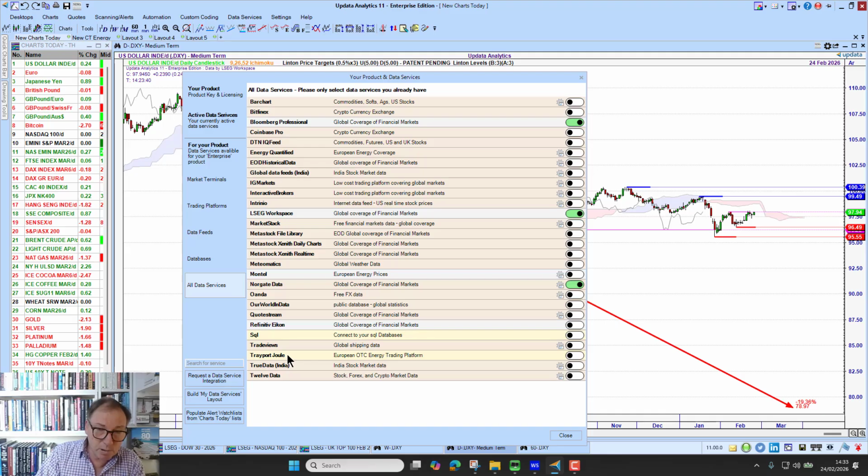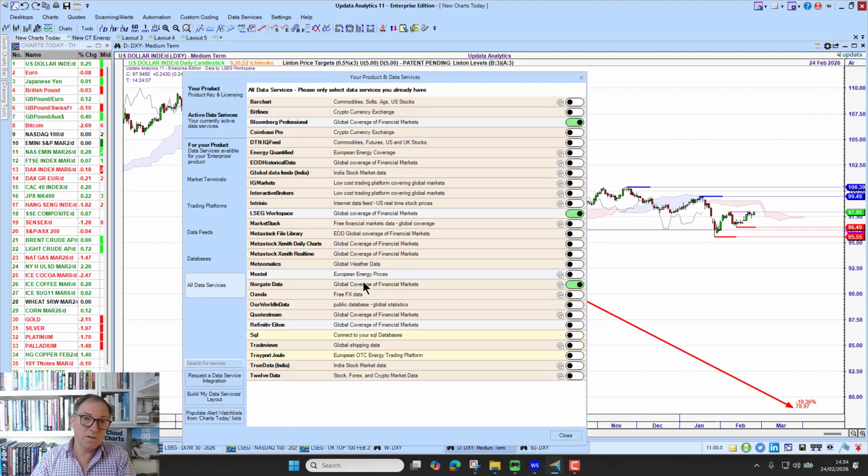And then Trayport is a dedicated energy trading platform in Europe, and quite a lot of our users run on top of Trayport, and that's a sort of OTC, over-the-counter platform. TrueData is an Indian stock market data service, which we're compatible with. And last of all, Twelve Data is real-time, but it's US stocks only.